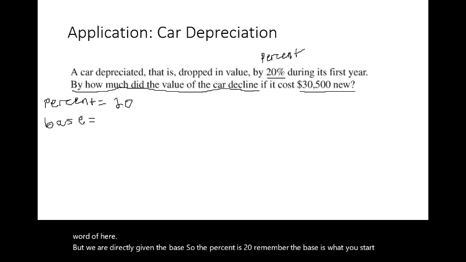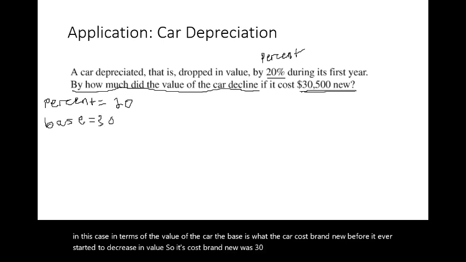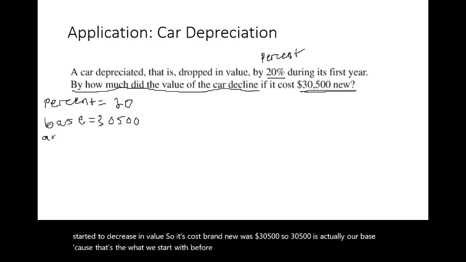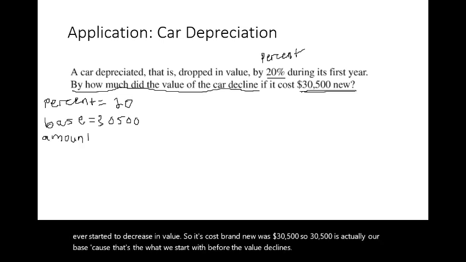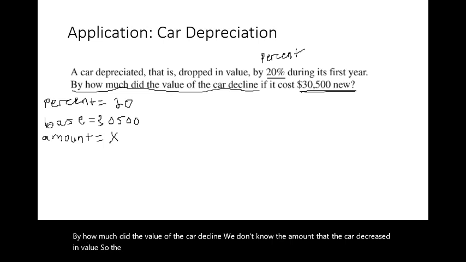In this case, in terms of the value of the car, the base is what the car cost brand new before it ever started to decrease in value. So its cost brand new was $30,500. So $30,500 is actually our base, because that's what we start with before the value declines. By how much did the value of the car decline? We don't know the amount that the car decreased in value, so the amount is unknown, so X is going to go in for the amount.